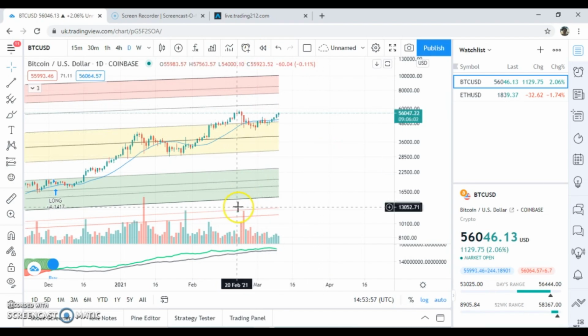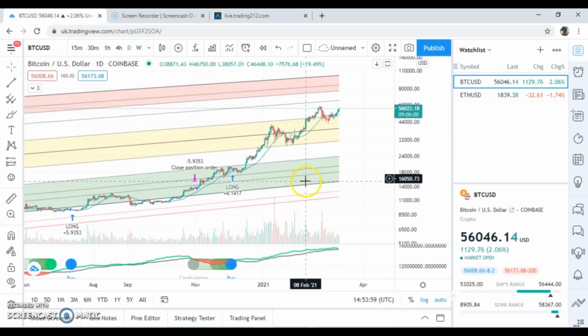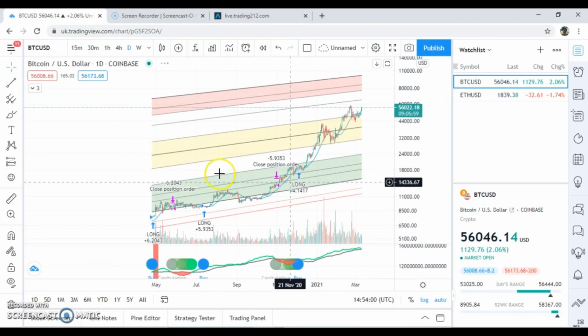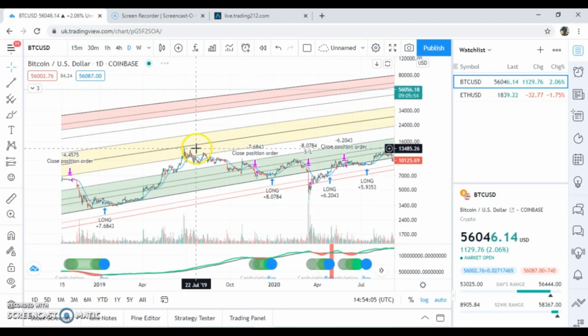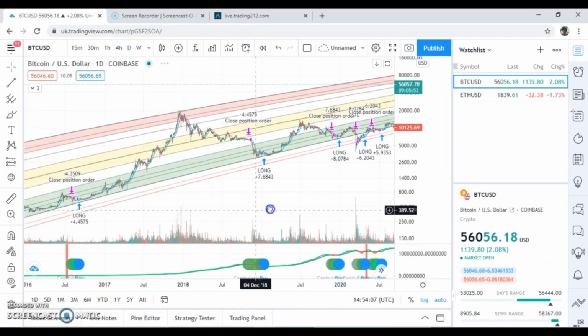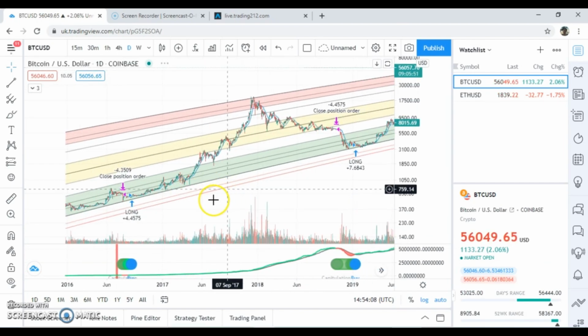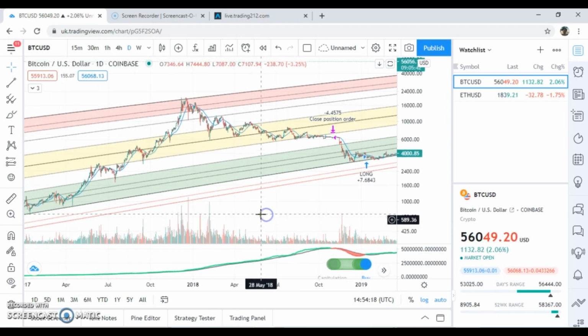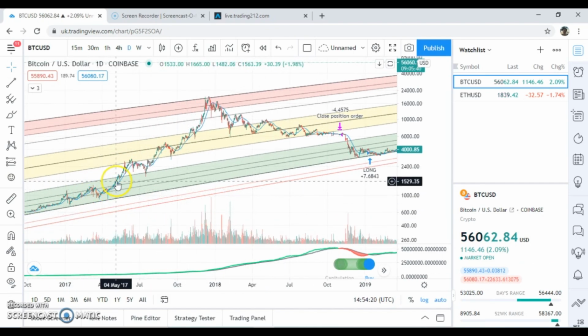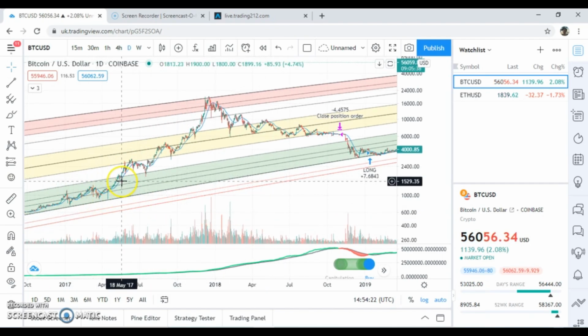So basically this logarithmic band is really good. And if you look at it, it's really effective for Bitcoin. So if you look at the previous bull run back in 2017, I'll just show you the history. This is the band which I used to come up with my prediction for Bitcoin to hit 100k or more this year.